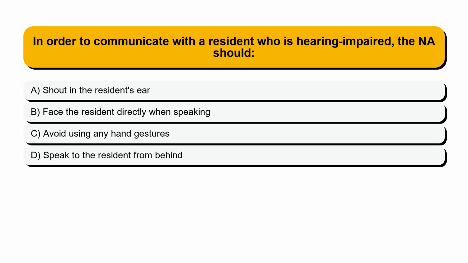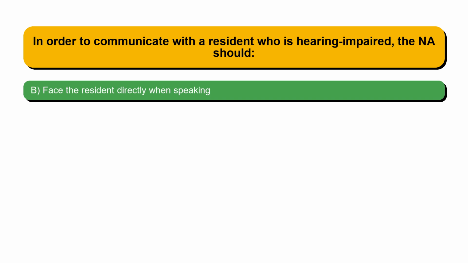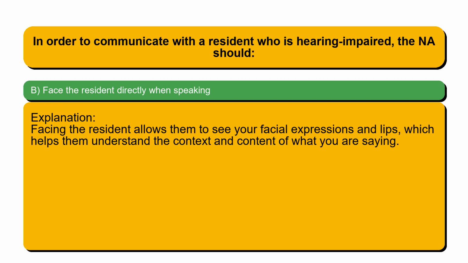Question 12. In order to communicate with a resident who is hearing impaired, the NA should: Option A, shout in the resident's ear. Option B, face the resident directly when speaking. Option C, avoid using any hand gestures. Option D, speak to the resident from behind. The correct answer is option B, face the resident directly when speaking. Facing the resident allows them to see your facial expressions and lips, which helps them understand the context and content of what you are saying.